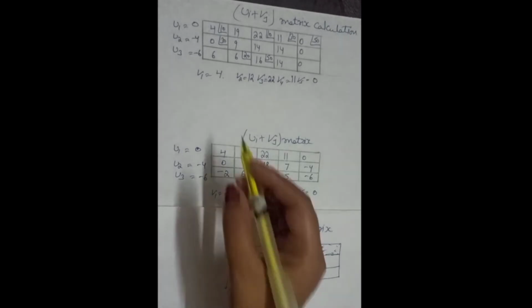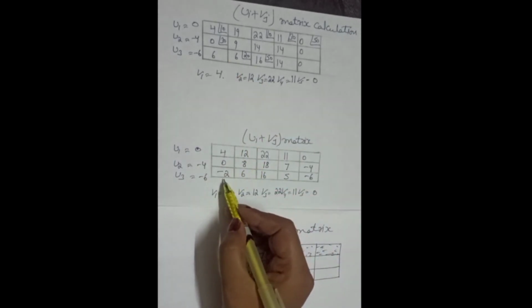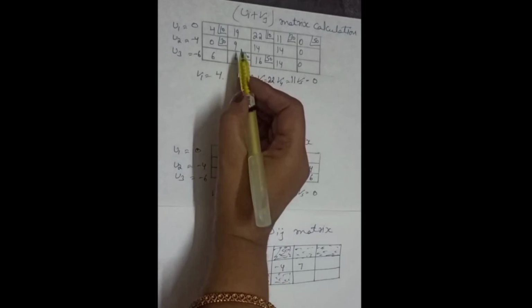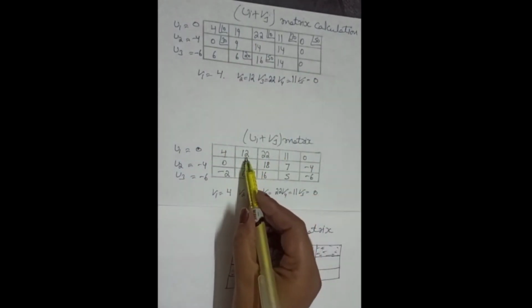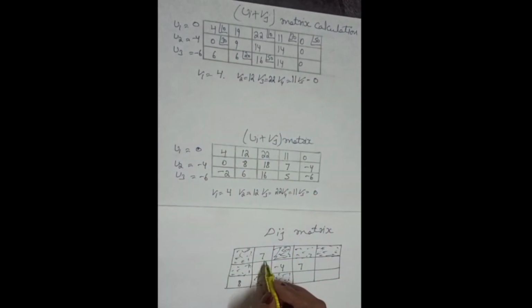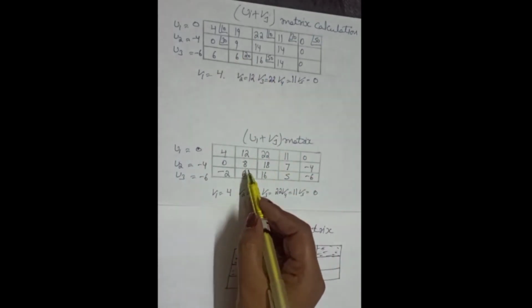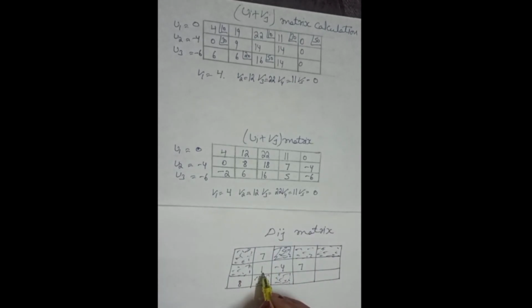Here we have 8. How to find 8? In the original matrix for this cell we have 6, and in the Ui plus Vj matrix we have minus 2. 6 minus minus 2 is equal to 8. For this cell in the original matrix we have 19, and here we have 12. 19 minus 12 is equal to 7. And here we have 9, and here we have 8. For this cell 9 minus 8 is equal to 1.